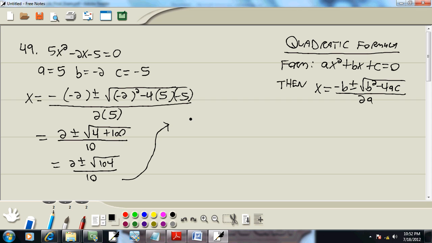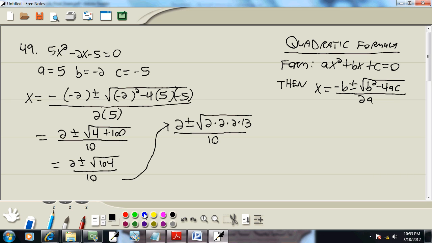And I don't know what this is exactly divisible by. It's at least divisible by 4, but let's see. That's 2 times 52. This would be 2 times 26. 26, 52, 104. Okay.